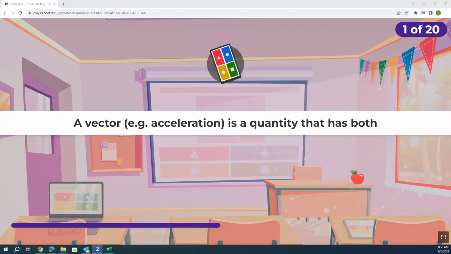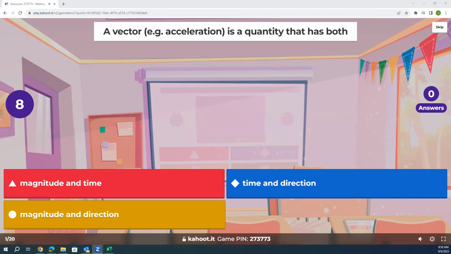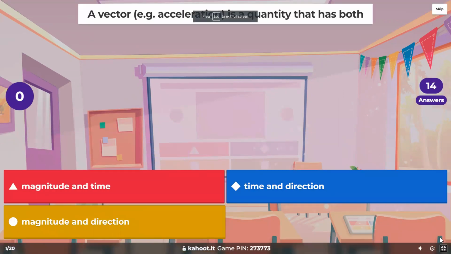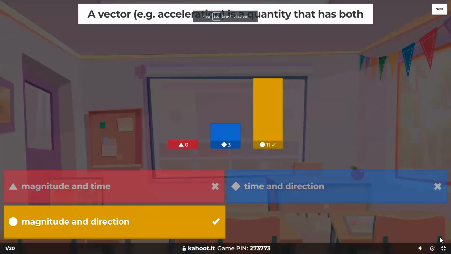A vector is a quantity that has both what and a what? Yeah, a magnitude and a direction. So magnitude is like a quantity, like how much, right? It also has a unit on it, like 3 meters per second, 20 meters, right? And also a direction associated with it.